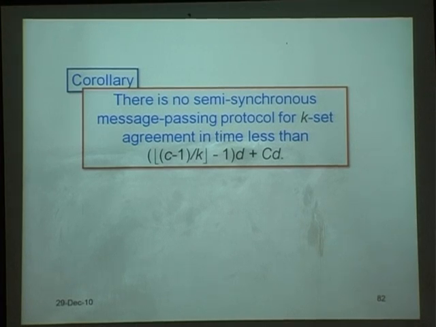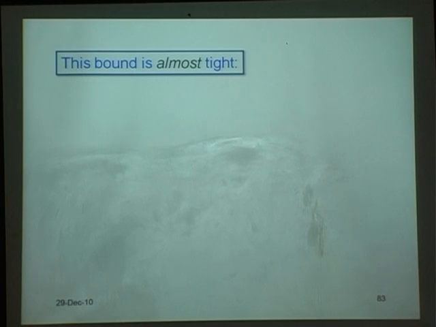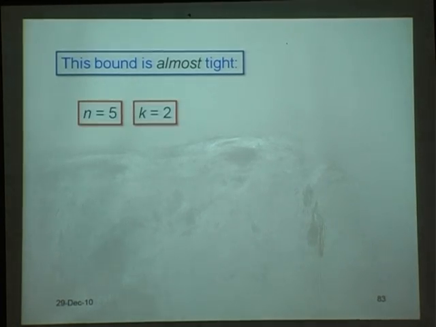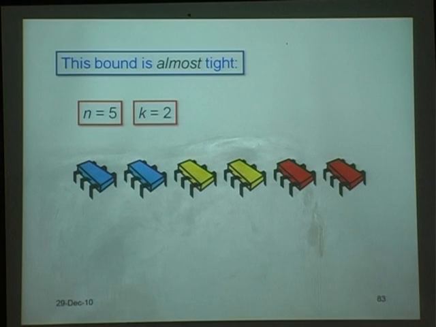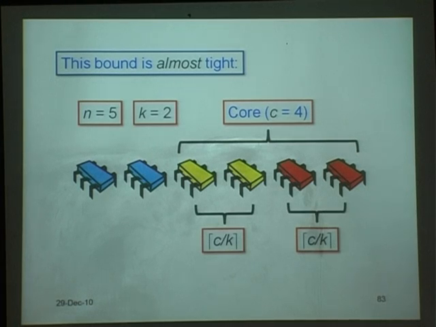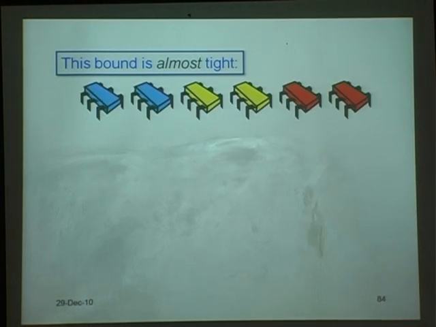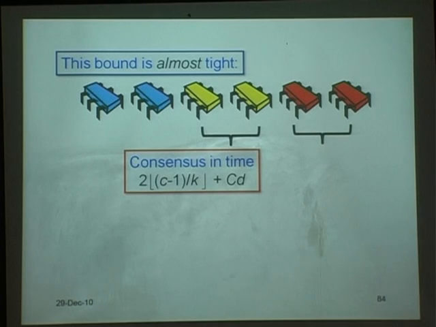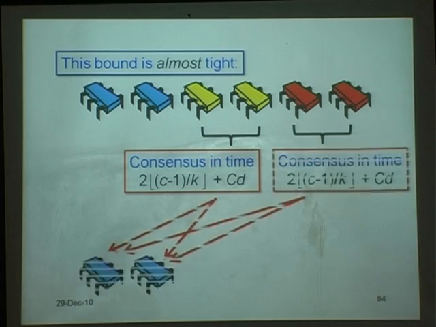So the claim is this bound is almost tight, for the same reason as before. Here's an example. We have a core of size C. We divide them up into C over k groups. Each one individually runs the ADLS protocol, and then they tell the others.